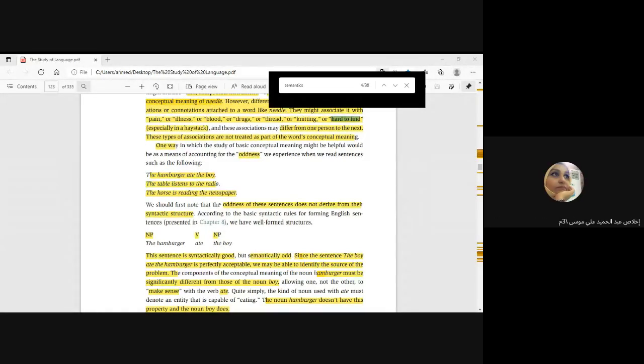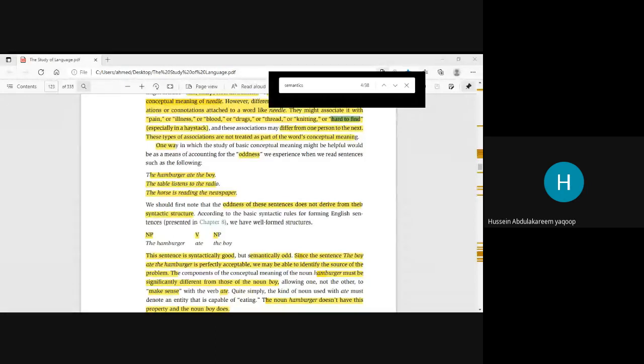Yes, this sentence is not acceptable. It is grammatically correct because it takes this form: noun phrase plus verb plus noun phrase, but semantically it is out, because the doer of the verb ate is not capable of doing this action. So there is no possibility for a hamburger to eat a boy.